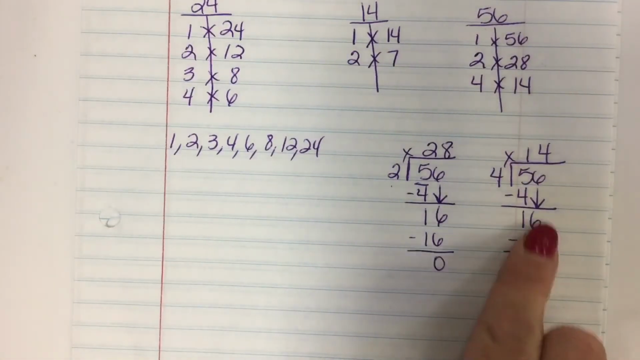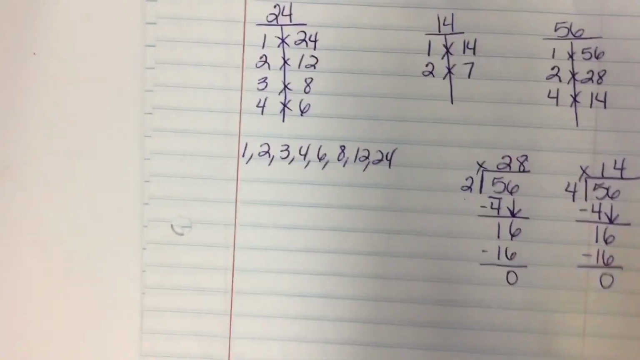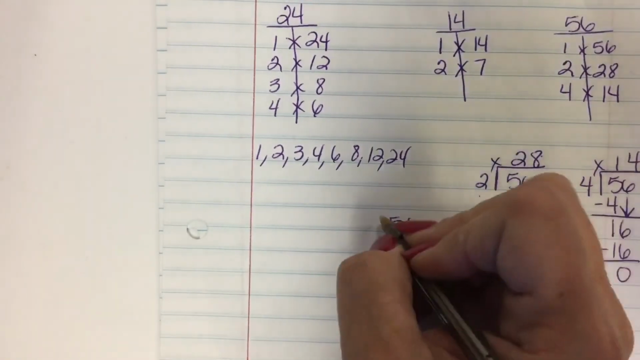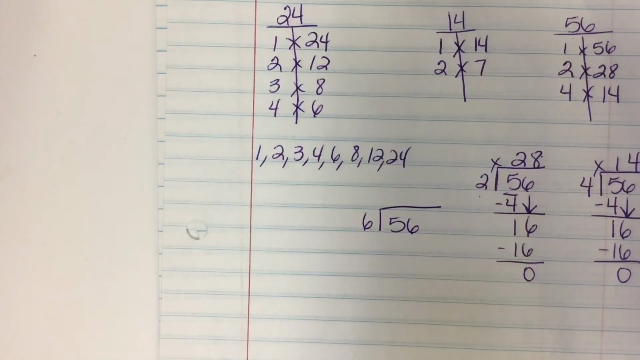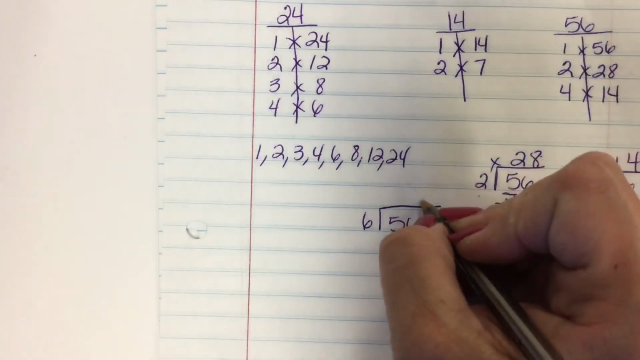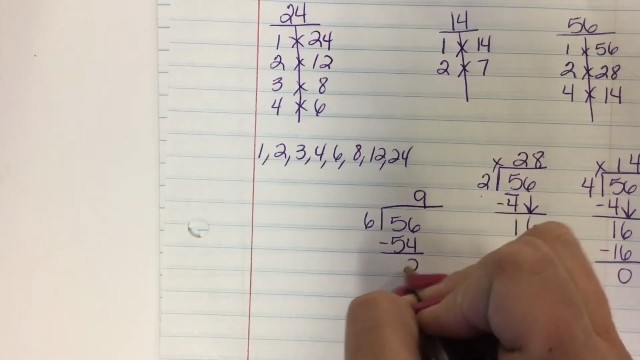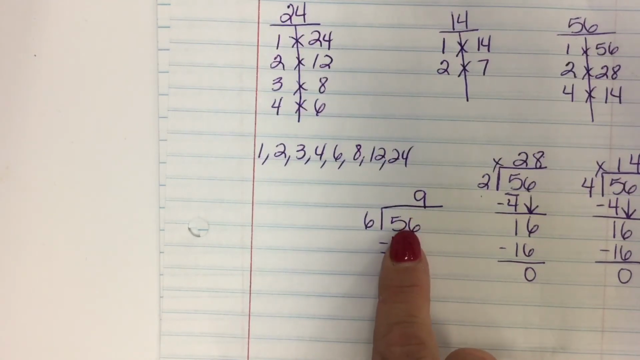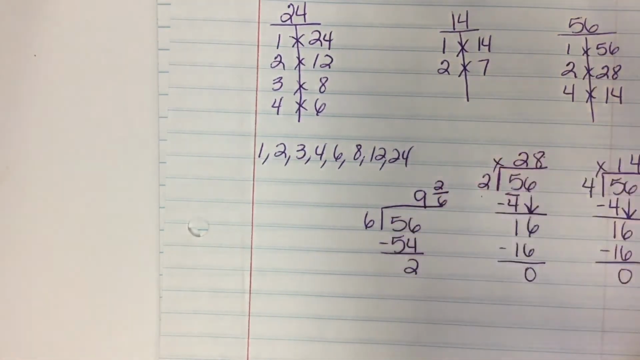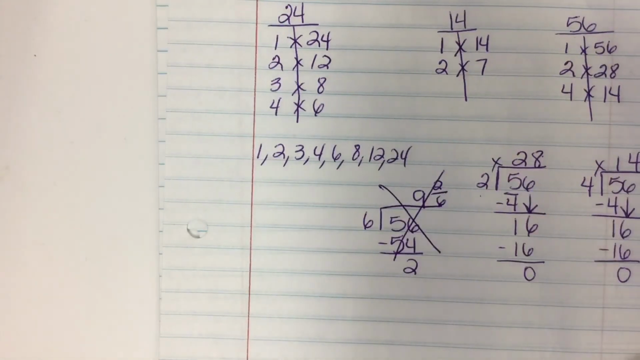Okay, 5 won't go into it because it doesn't end in a 5 or a 0. 6, let's do this one because I know it doesn't, but I want you to see it. You have to think, what's the closest you can get? Closest I can get is 54, right? 6 times 9 is 54 with 2 left over. So 56 divided by 6, 6 does not go into 56 evenly. Since it has a remainder, 56 is not divisible by 6.